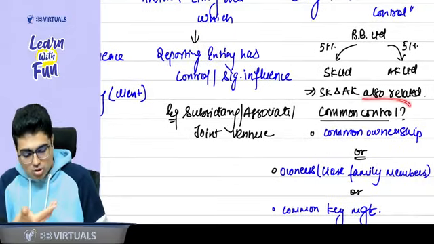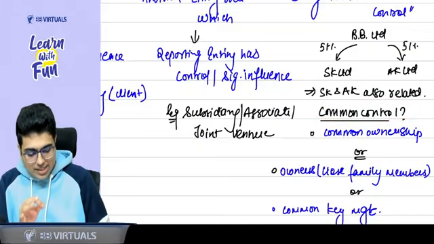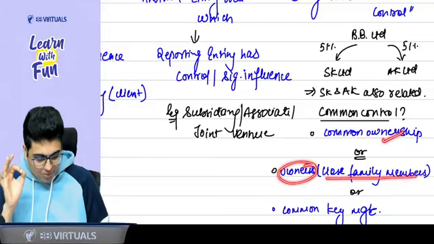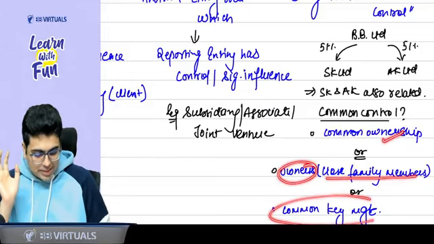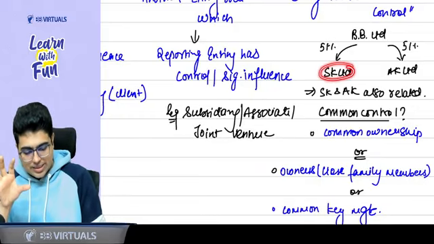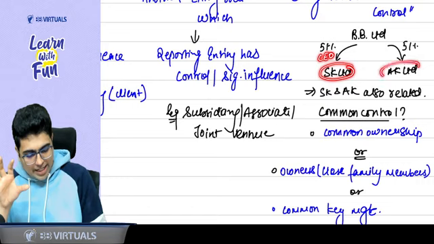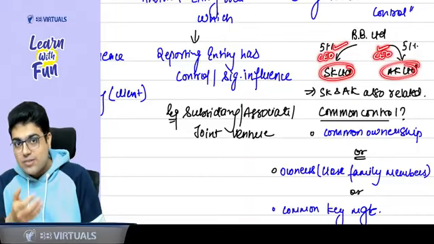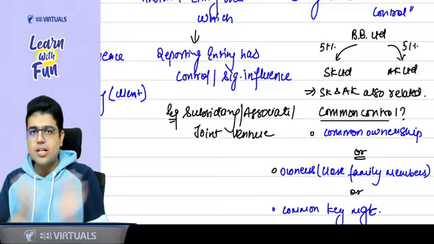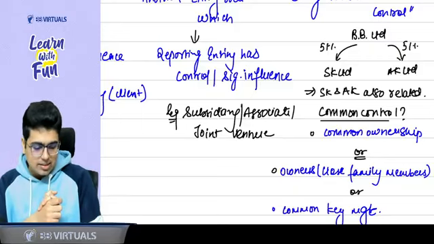But sir, how can this common control be developed? Either there is a common ownership, or the owners are close family members, or there is a common key management. Common key management means it can be that the SK Limited CEO and the AK Limited CEO are the same person. If they are managed by the same person, then again there is a common control. Clear? Clear, sir.